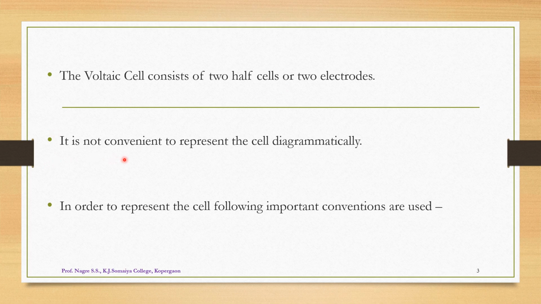It is not convenient to represent the cell diagrammatically. We know very well that in order to represent the cell diagrammatically each and every time, it is a time consuming job. So to minimize this type of representation of a particular cell diagrammatically, in order to represent the cell, following important conventions are used. So in order to save our time for the drawing of this type of particular cell, we have to use some important conventions.